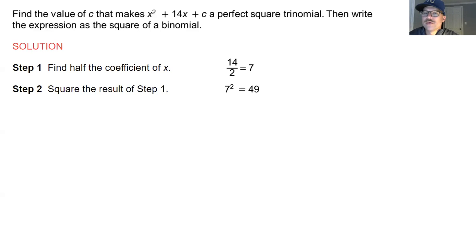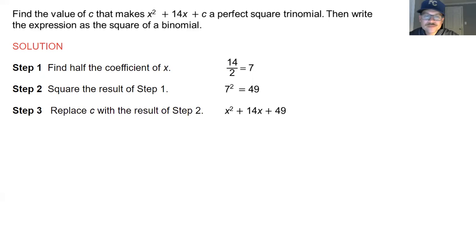Whatever you get from your previous step, you're going to square that number or multiply it by itself. So again, if it was positive, you keep it positive. If it's negative, you keep it negative. But remember, the answer to step number 2 will always be positive because you always get a positive answer when you square a number. Then you're going to replace that with your number in the C position and write that as your perfect square trinomial.